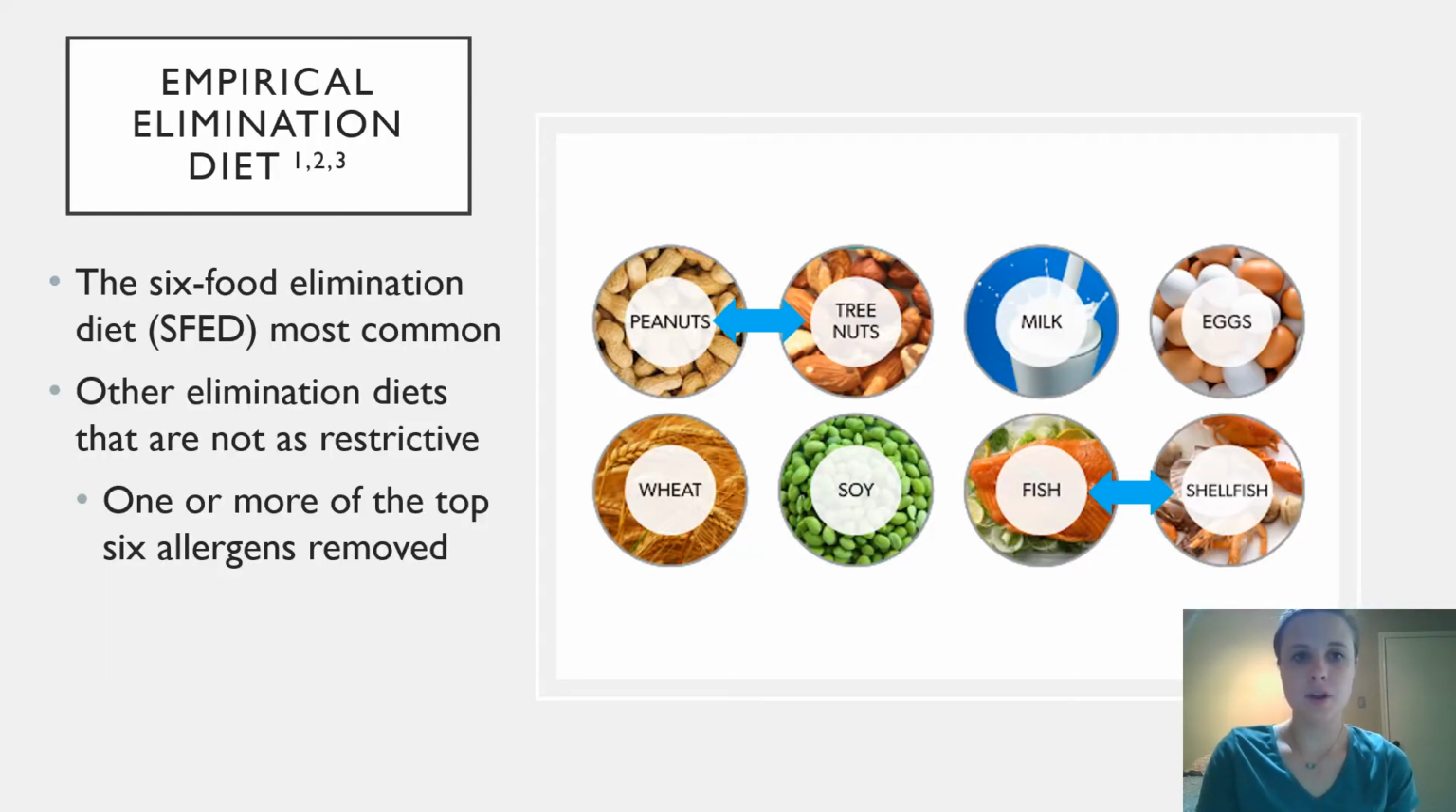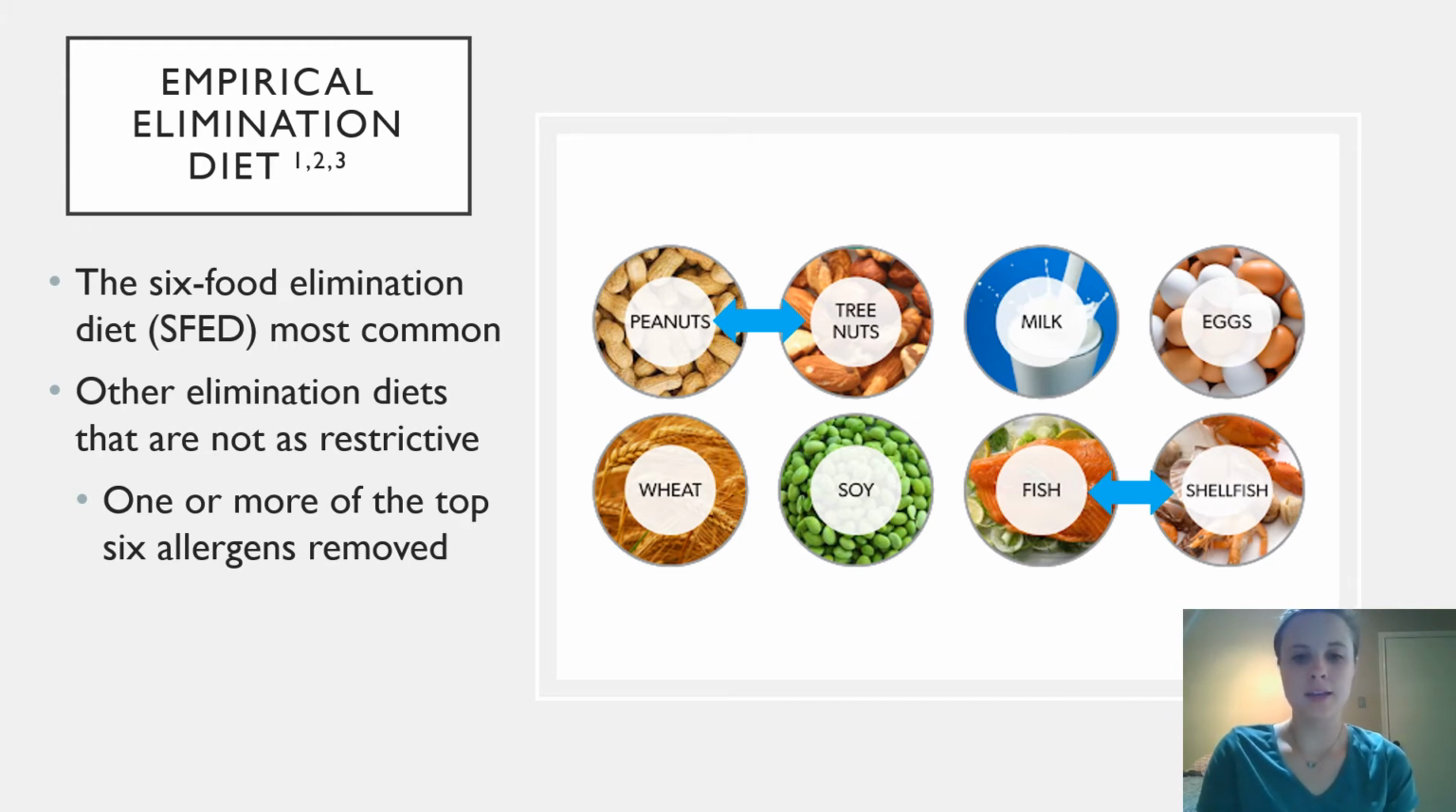And then we have the empirical elimination diet. And in the empirical elimination diet, we are going to remove these 6 major food allergens that are known to cause EOE symptoms or be food triggers. So the 6 food elimination diet is going to be the most common empirical elimination diet. And so this is going to remove peanuts and tree nuts, which is 1, fish and shellfish, which is 2, milk, eggs, wheat, soy.